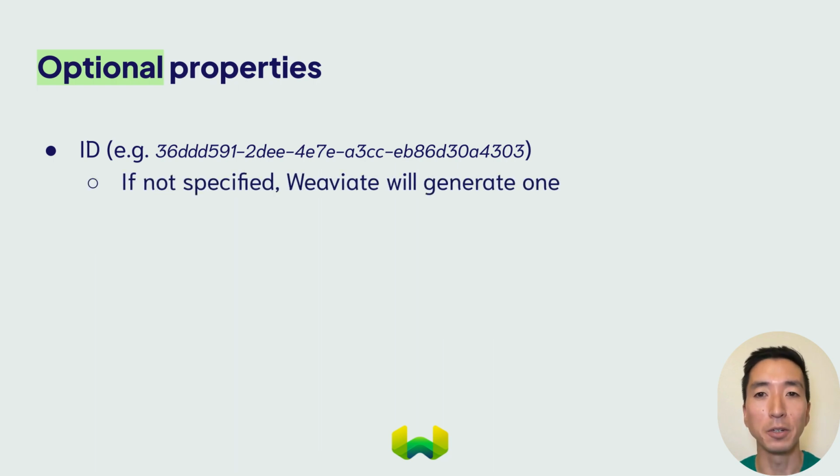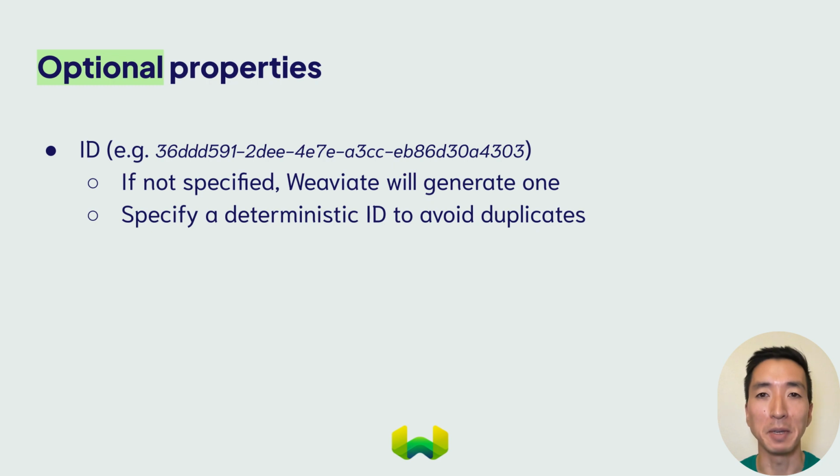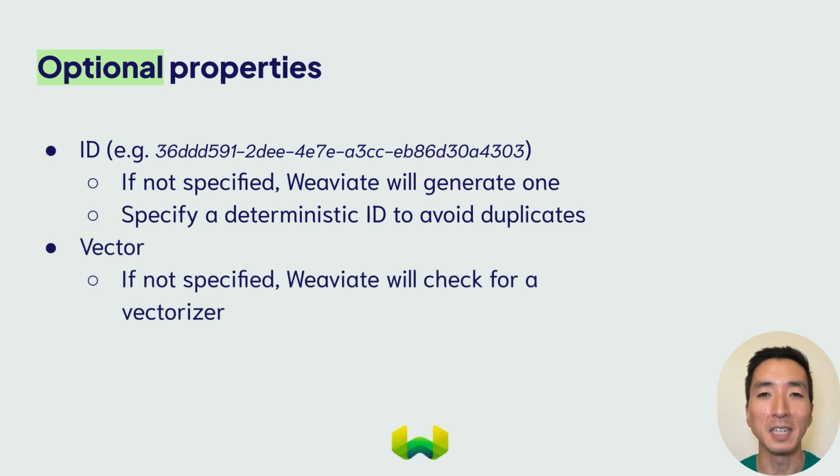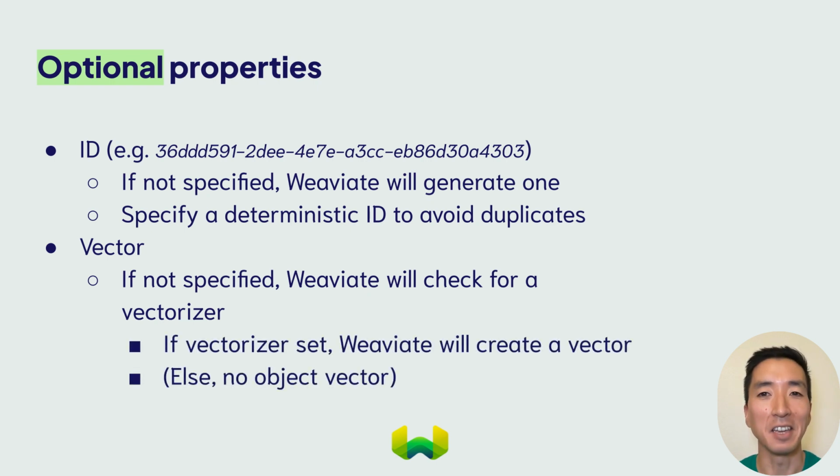It's important to note that if you want to avoid duplicate objects being created, you can use a deterministic object ID creation process. If a vector is not specified, Weaviate will check to see if a vectorizer is set for the class. And if a vectorizer is set, it will create a vector using the vectorizer.